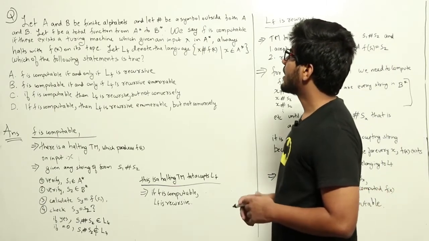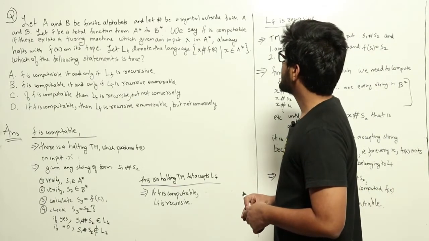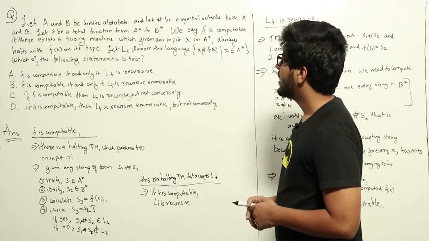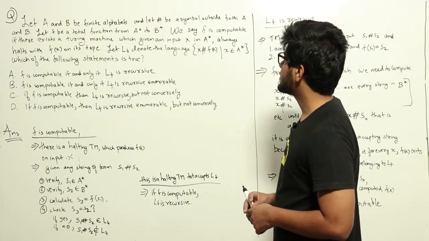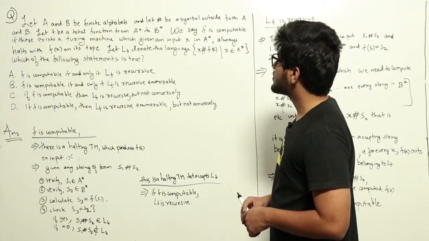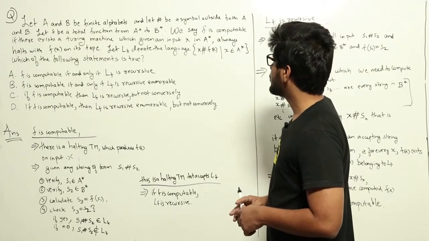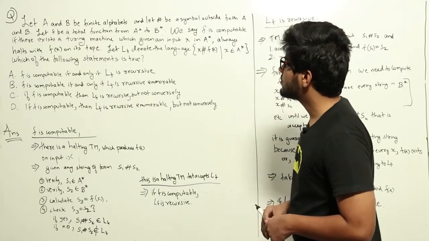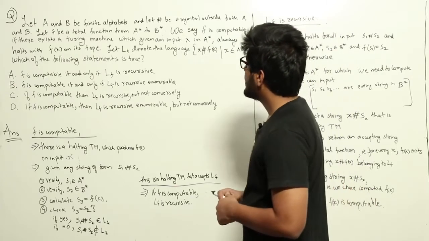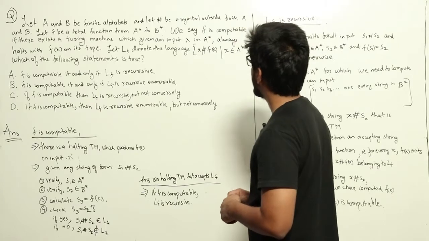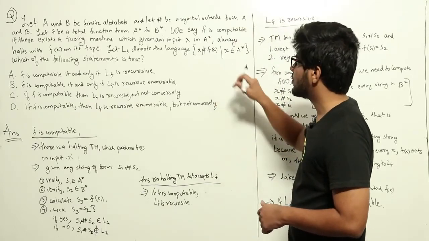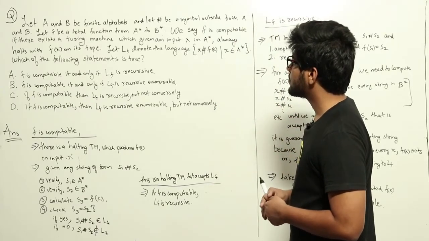Let A and B be finite alphabets and let hash be a symbol outside both A and B. Let F be a total function from A star to B star. We say F is computable if there exists a Turing machine which, given an input X in A star, always halts with F of X on its tape. Let LF denote the language X hash F of X such that X belongs to A star. Which of the following statements is true?